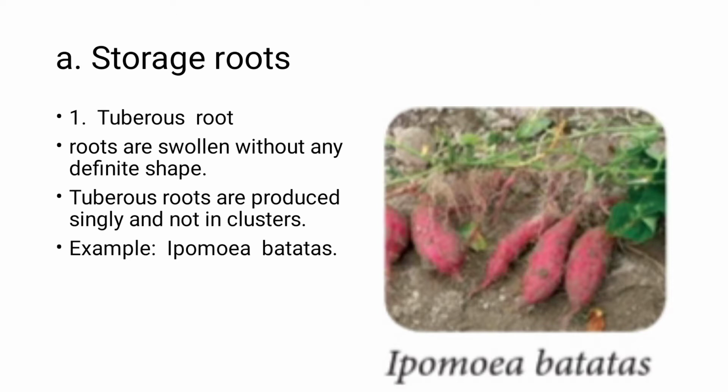Tuberous roots. They are swollen and they don't have any definite shape. They are single and won't be in clusters. Example, Ipomoea batatas. In Tamil, it is called Chakravalli Kalangu.